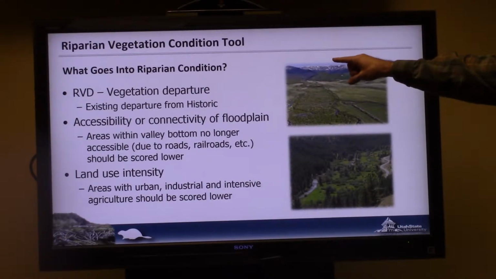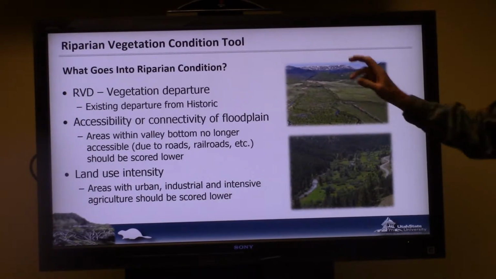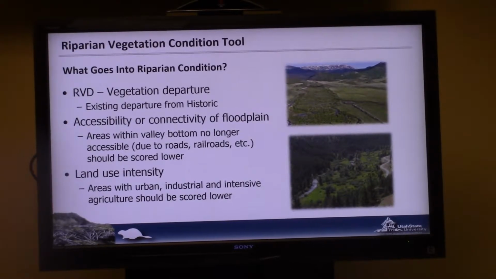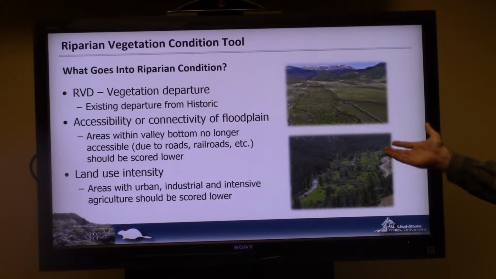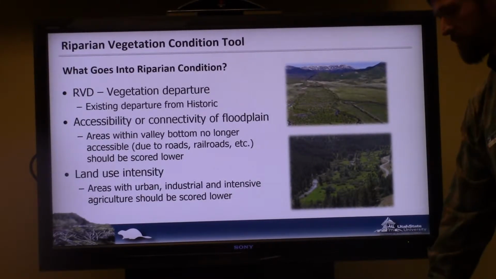Another part of that is you can actually see how that change happened, whether it was from conifer encroachment or these other methods. We then look at the accessibility or connectivity of the floodplain. Do you have a lot of infrastructure in your floodplain? That's going to influence your riparian condition. And then the land use intensity within the valley bottom. That information is summarized over these discrete units and then applied to a 250-meter reach scale.